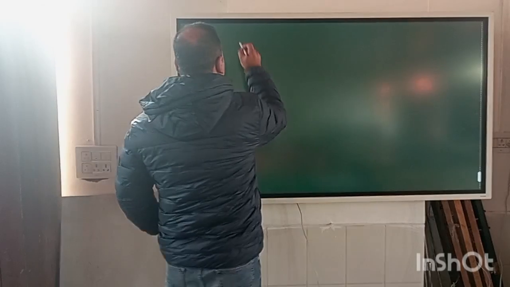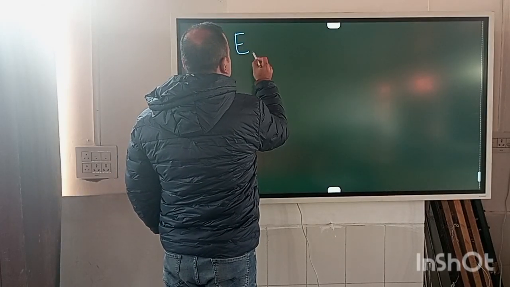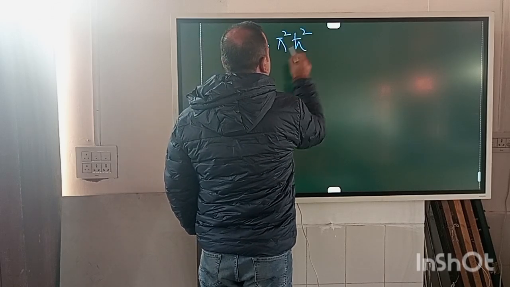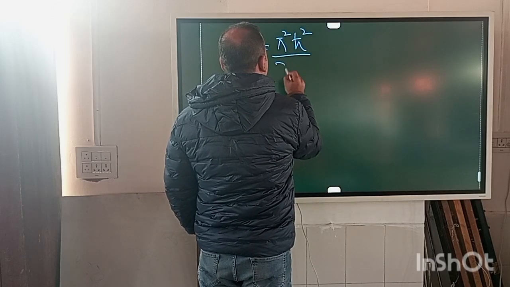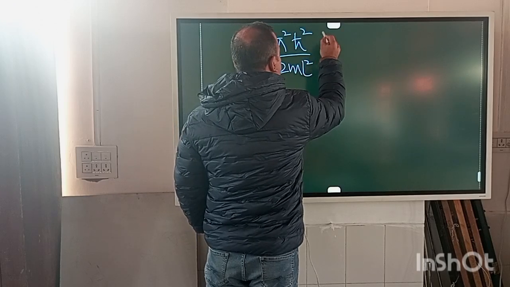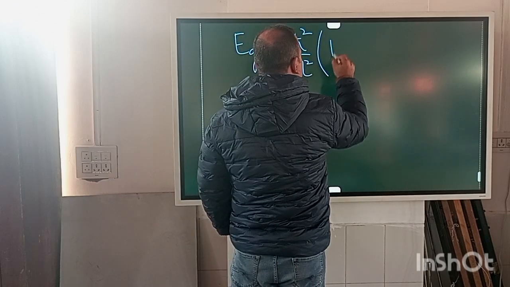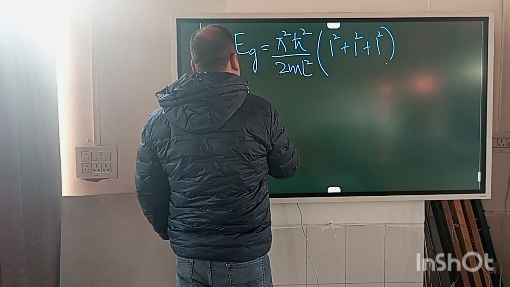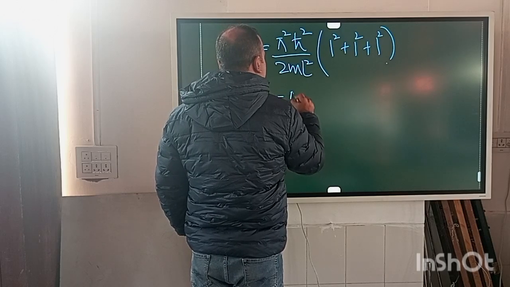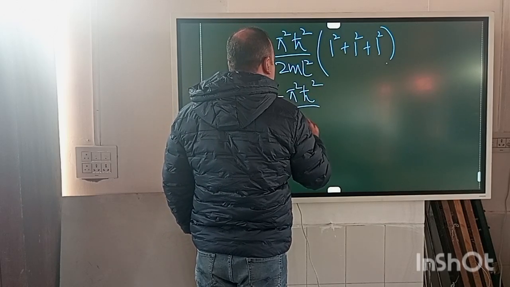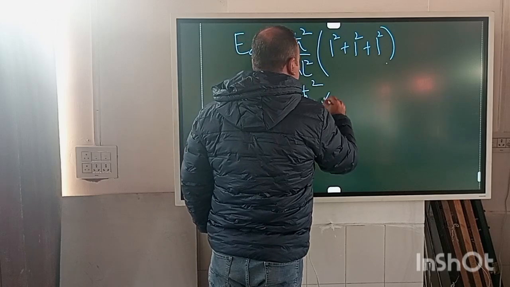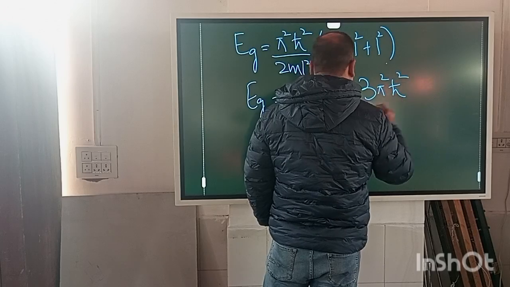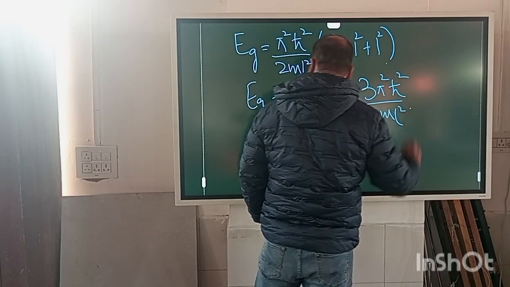In the ground state, I will have E. So E ground will be pi square h bar square by 2m L square times. So in the ground state, nx is 1, so this is 1 square plus 1 square plus 1 square. So the energy that we will obtain here will be pi square h bar square by 2m L square times 3. So I have 3 times pi square h bar square by 2m L square.